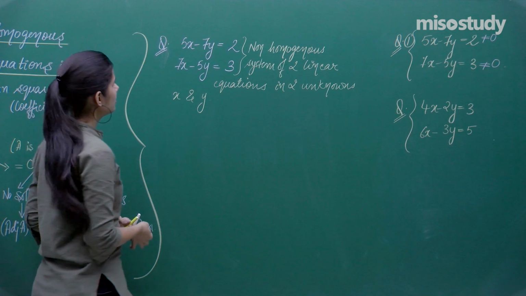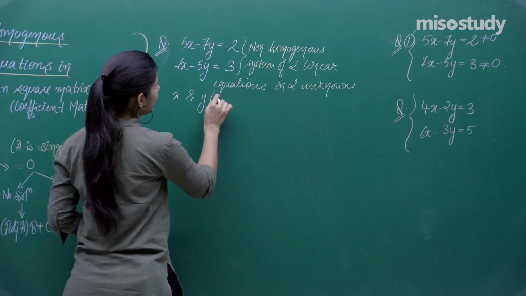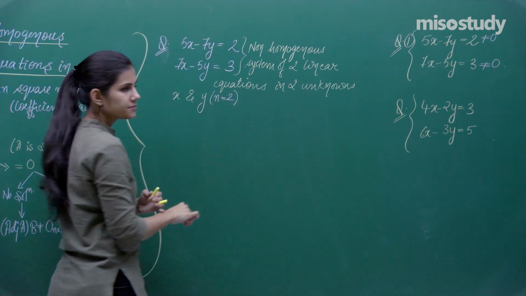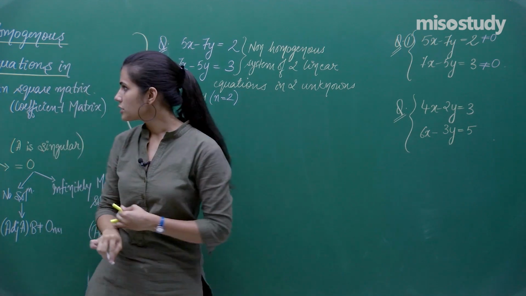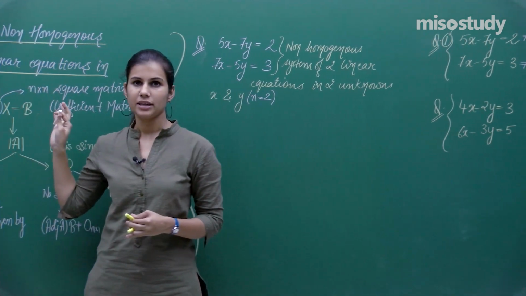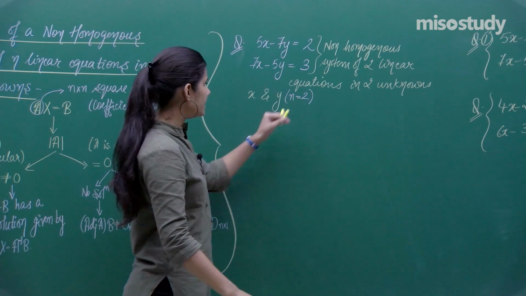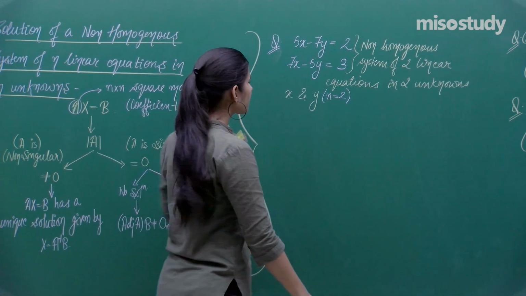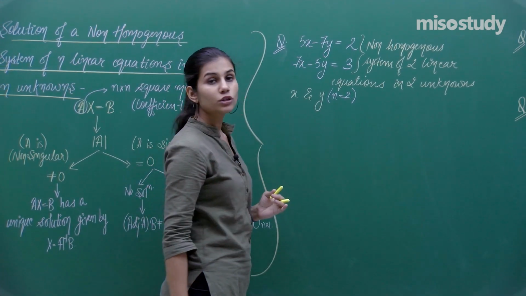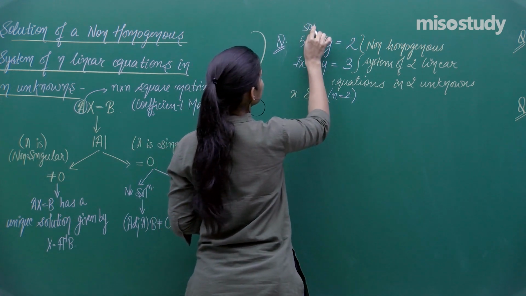Clear? That means here n is equal to 2. Whatever the role of n was being played over here in the theory that we had generated, here n is equal to 2. Clear? Now what are we supposed to do in order to solve this?